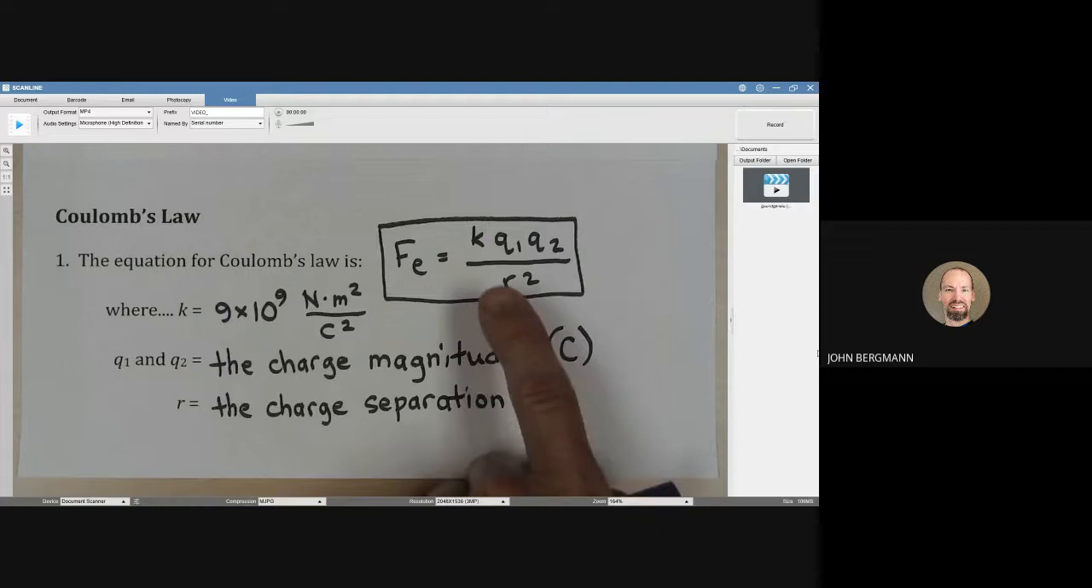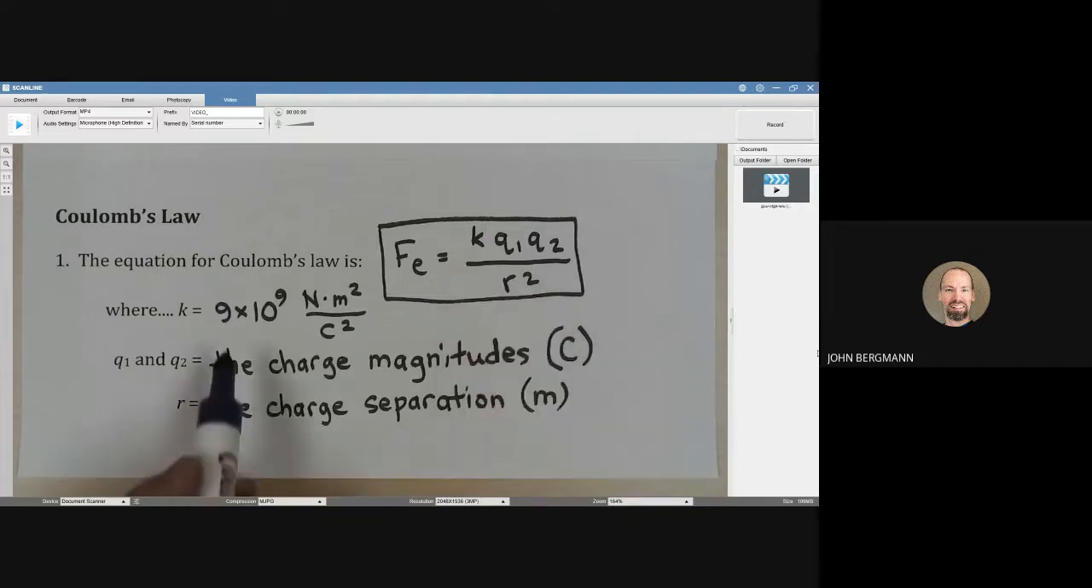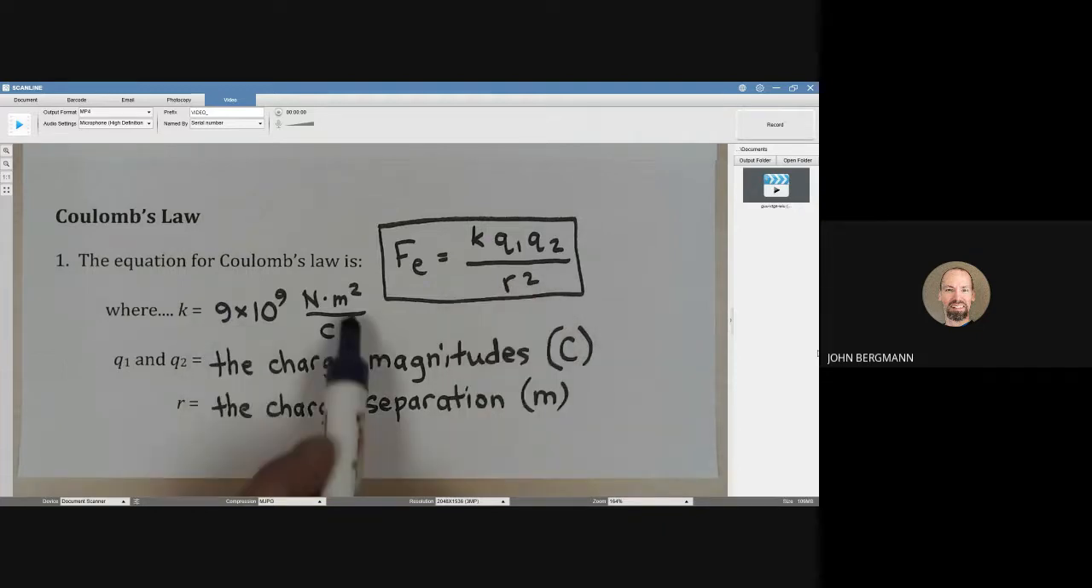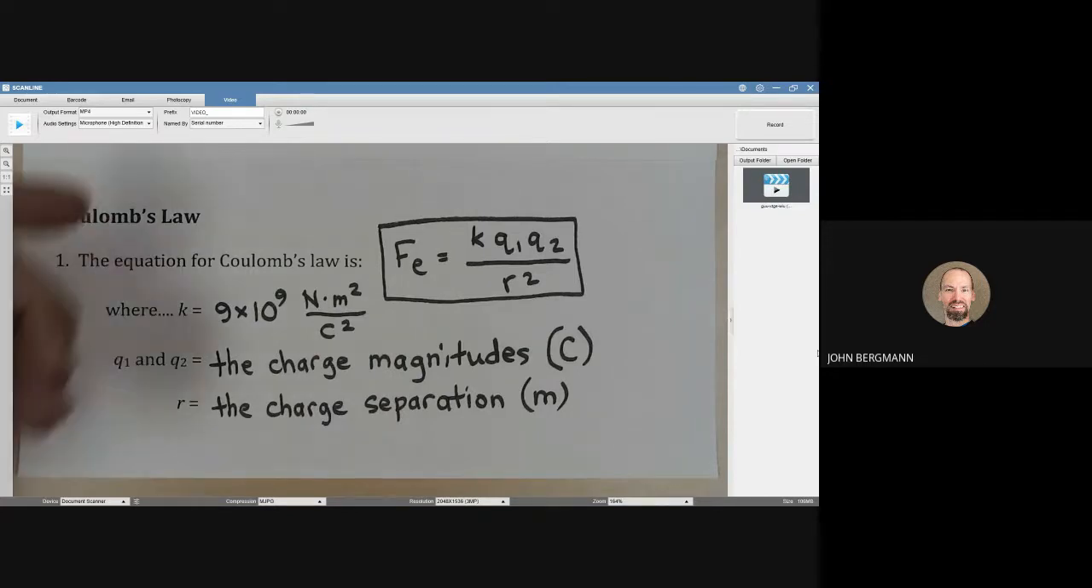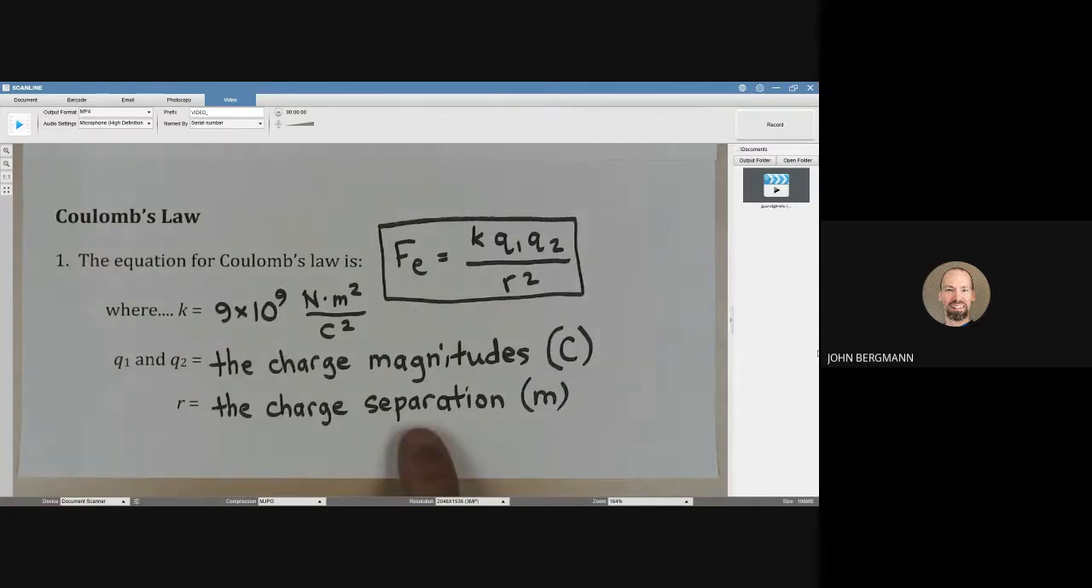K is a constant equal to 9 times 10 to the ninth, and then it has some rather intricate units there, but those are required in order that the force comes out in newtons. And then R is the distance between the charges.